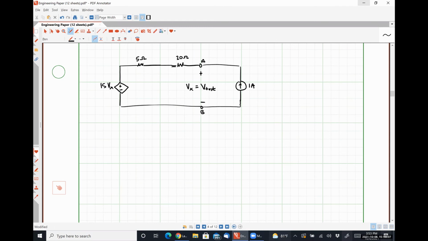So what could I do now? KVL, okay? So I'm going to do KVL around this path. So that's going to give me negative 15 Vx and, I'm trying to think of how to express this.